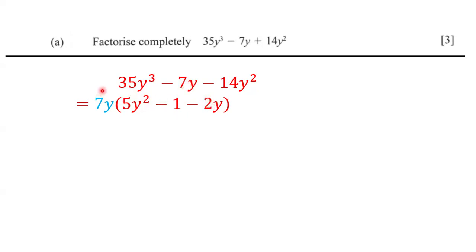We ask ourselves, okay, what times 7 gives us 14? Well, 7 times 2 is 14. And we ask ourselves, okay, what times y gives us y squared? And the answer is y times y is y squared. And so we have that 7y times 2y is 14y squared.